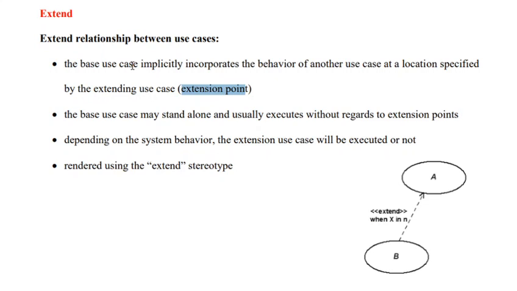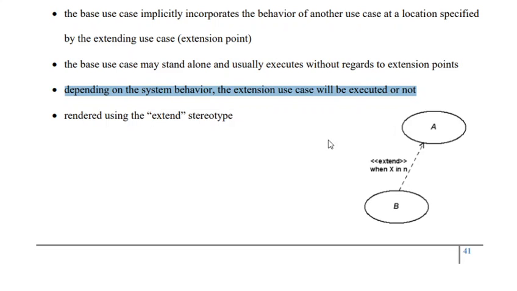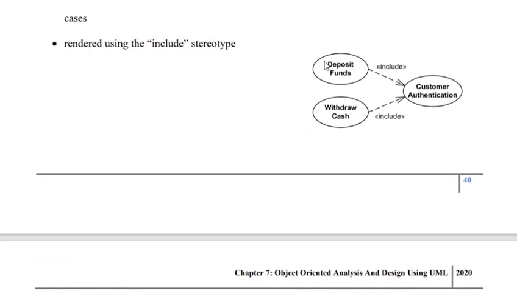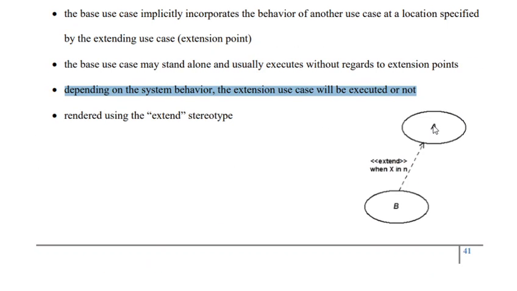So the base case may stand alone, or it may stand along with the extension point. Depending upon the system's behavior, the extension use case will be executed or will not be executed. What we need to understand is that includes and extends are represented in opposite direction. Include is represented from base case to the inclusion point, whereas extension is represented from the extension point to the base case. That is the way the difference between the two relationships is made.